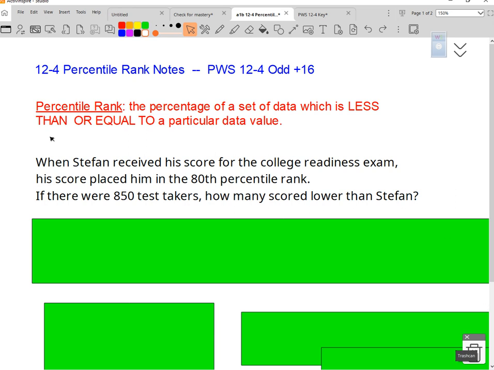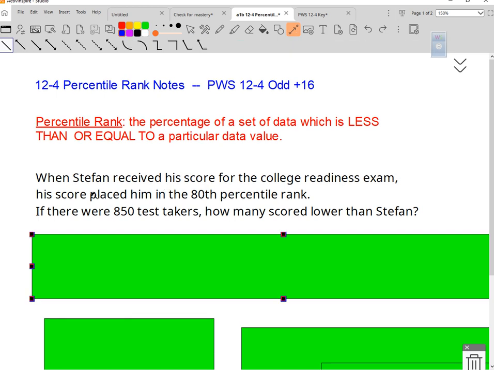Let me shorten it for you. Let's do this. Stefan received his score for the exam. So you don't have to write all that other. His score placed him in the 80th percentile rank.